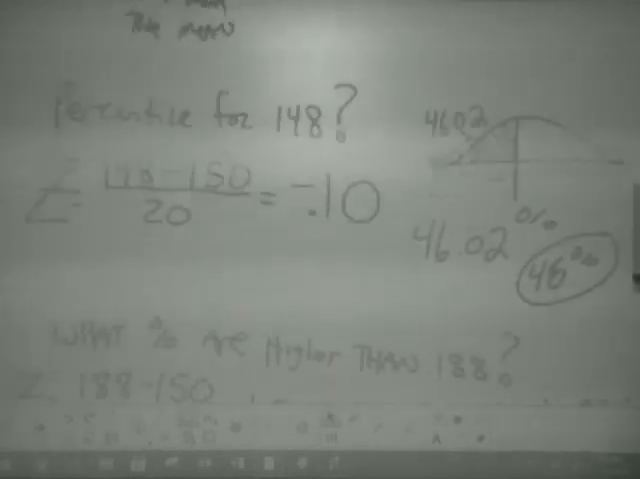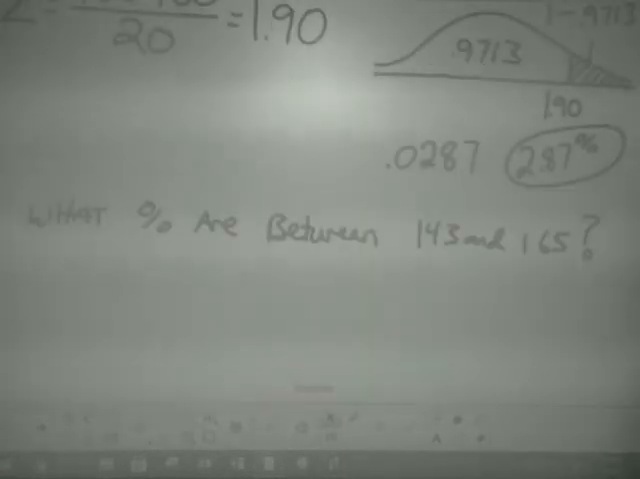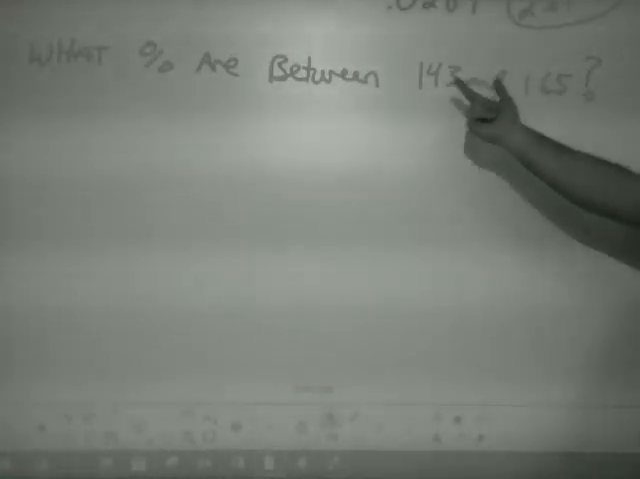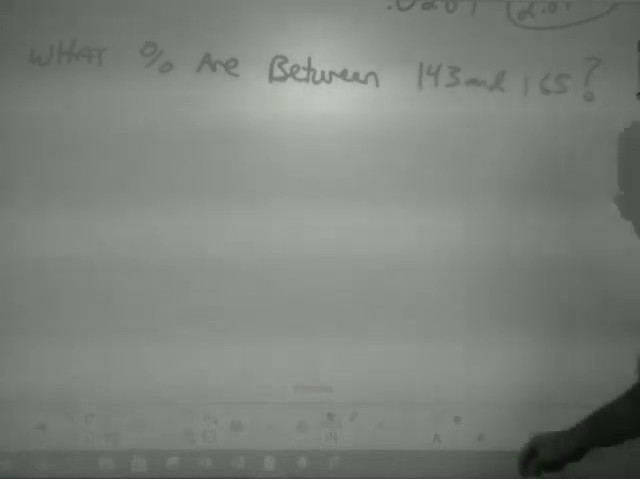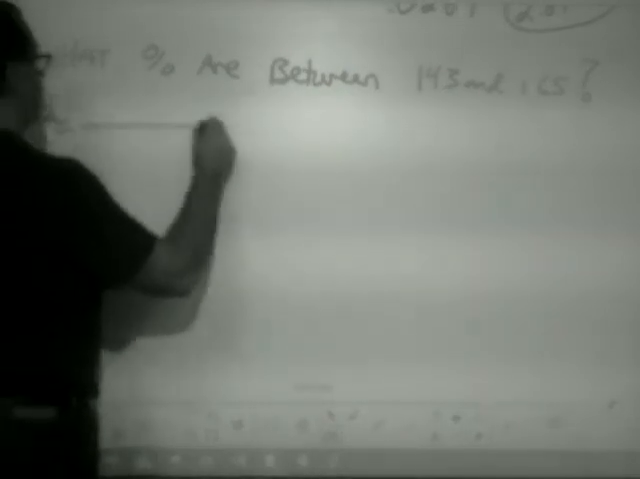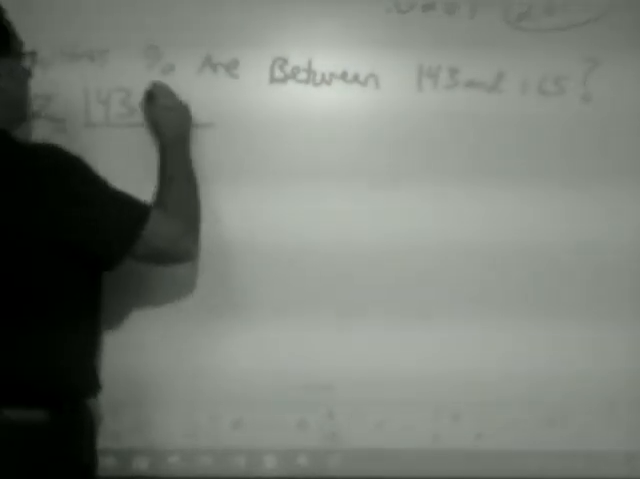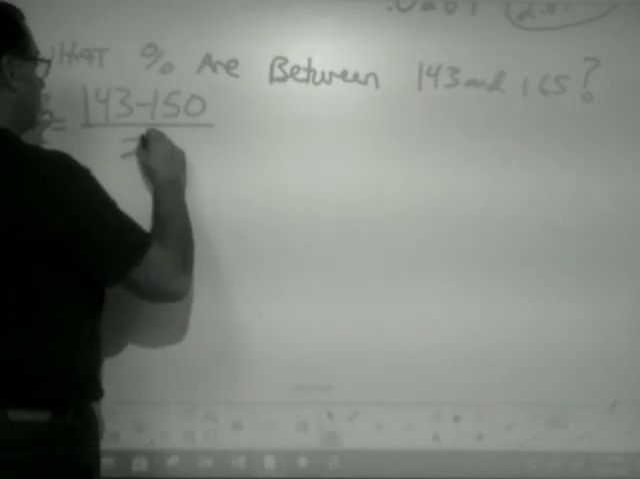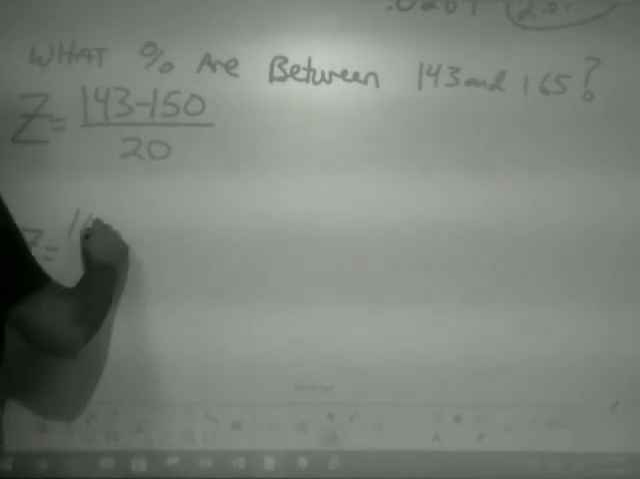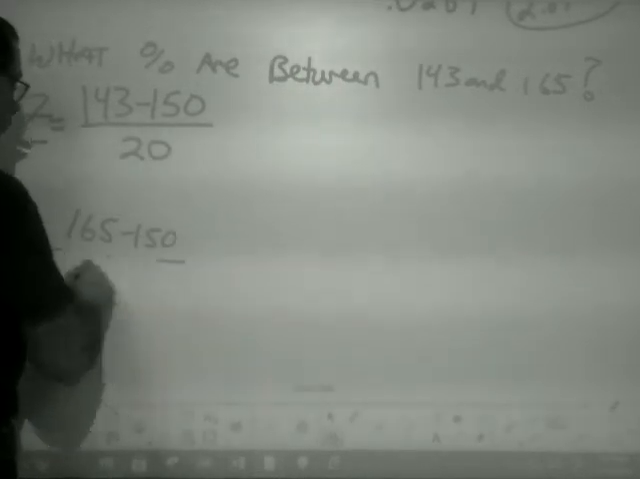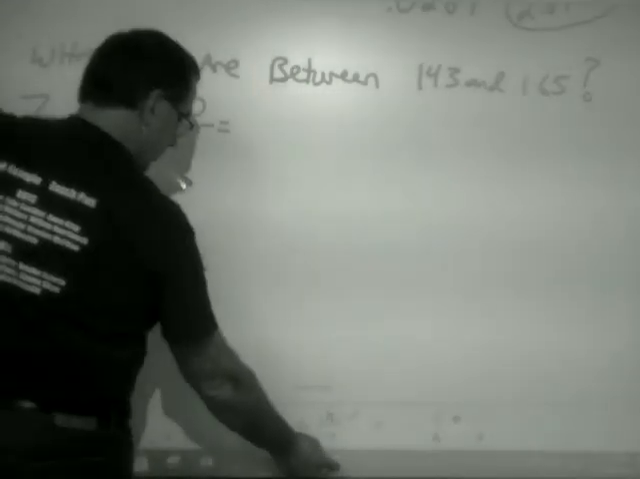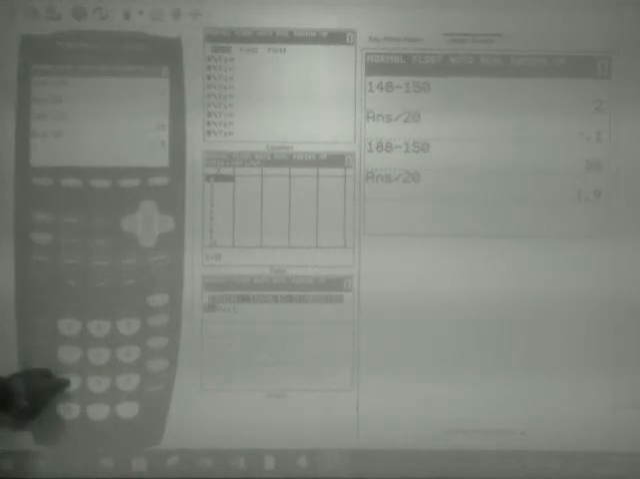And the last one I want you to look at is what happens if it says let's go in between. So I have 2 numbers. I need 2 z-scores. So z equals 143 minus 150 over 20. Z equals 165 minus 150 over 20. I need 2 locations. So go to my calculator.